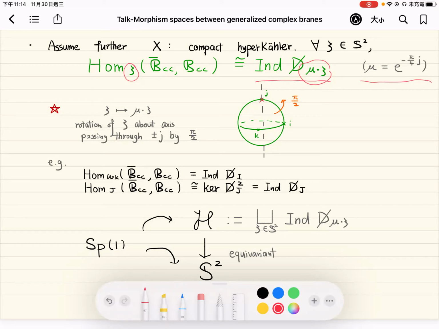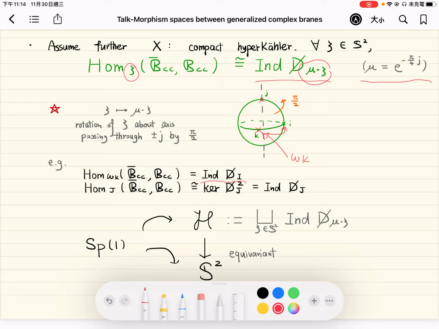But if we pick a point K here, if we interpret the parameter as parameterizing the generalized complex structure, then this point should be omega K. But after rotation by pi/2, you get another point I. And that represents the complex structure for the spin C Dirac operator. So you get this one, the index of the Dirac operator for I.